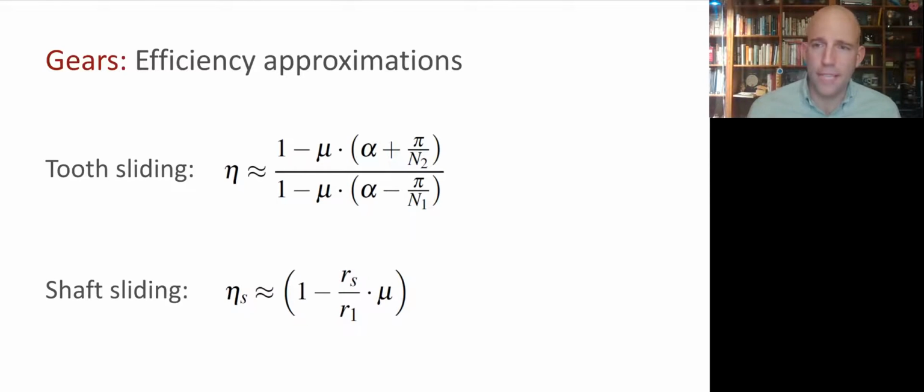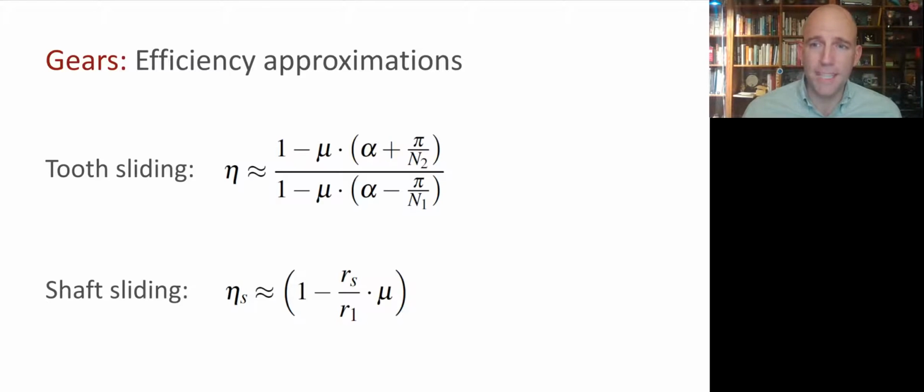So if we do some careful analysis of these free body diagrams and account for all the geometry, we'll find these relationships for the efficiency of that transmission that arises from those friction losses. So for the tooth meshing and unmeshing problem, we get something like the efficiency being equal to 1 minus the coefficient of friction times the quantity, the pressure angle, plus pi over the number of teeth on the second gear. And then the denominator will have something really similar, except there's a minus pi over the number of teeth in the first gear.